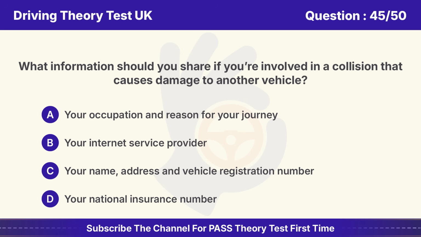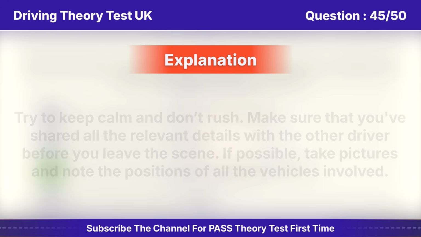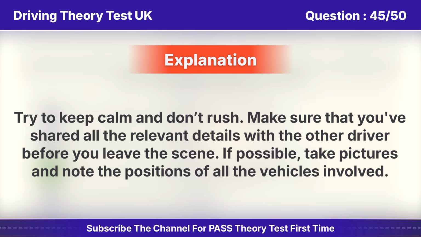Question 45. What information should you share if you're involved in a collision that causes damage to another vehicle? Answer is C. Your name, address, and vehicle registration number. Try to keep calm and don't rush. Make sure that you've shared all the relevant details with the other driver before you leave the scene. If possible, take pictures and note the positions of all the vehicles involved.